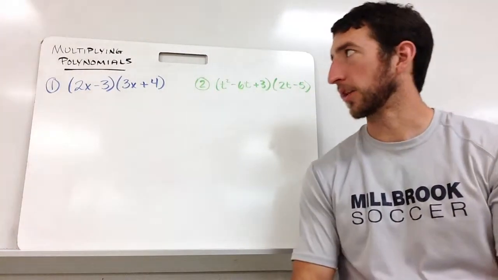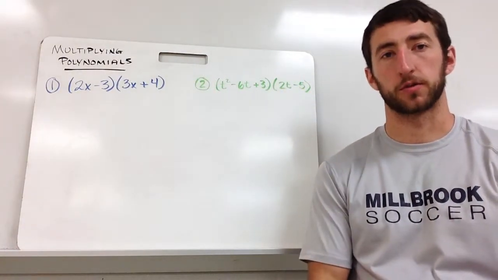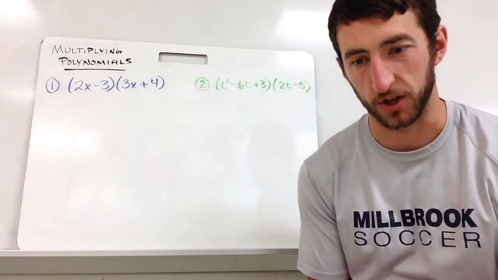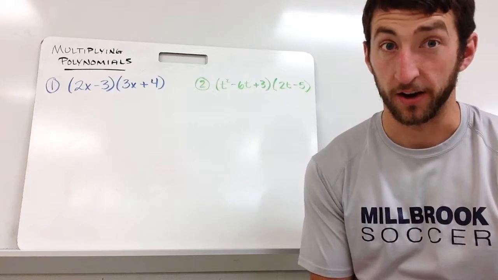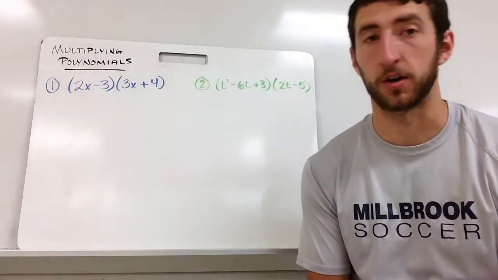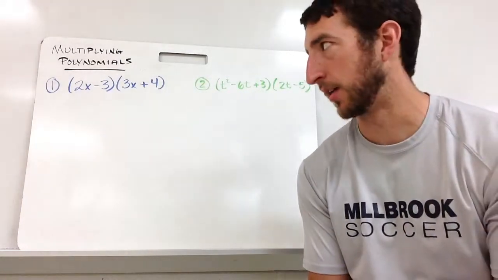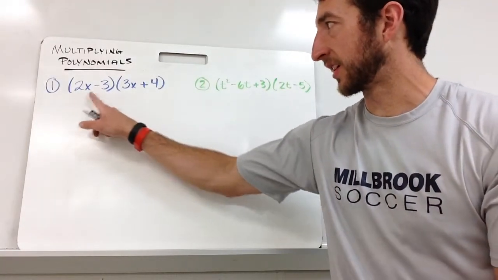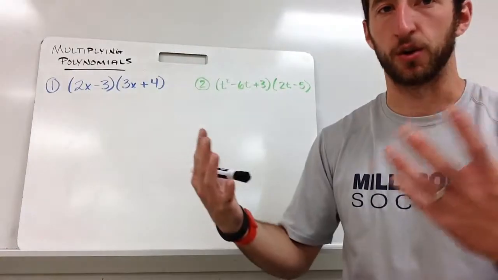Hey class, today what we're going to look at is multiplying polynomials. So whenever we multiply polynomials, we're going to look at it in terms of an area model. The area model is a rectangle, and we want to find the length and the width. So we're going to say that this is the length, this is the width. What I want to do is find the whole area.